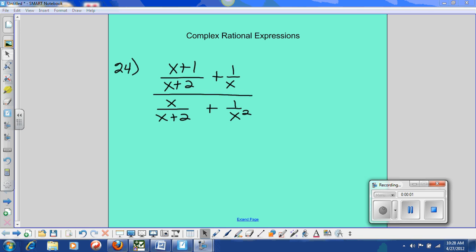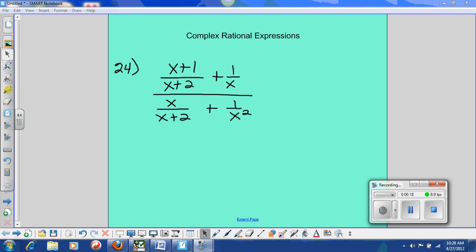Going over some complex rational expressions. This is basically back to just working with fractions, applying all the rules that you've always learned about fractions. In your book, it's section 10-10, and we're going to be going over problem number 24.